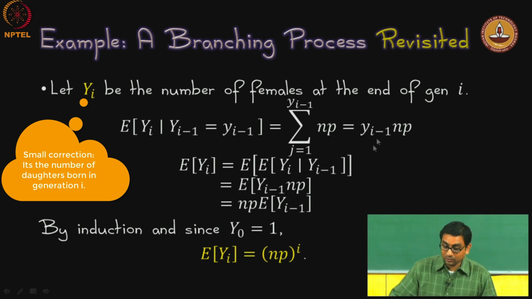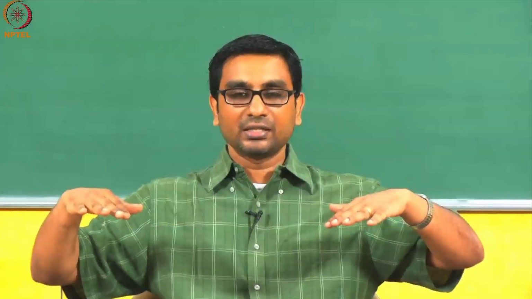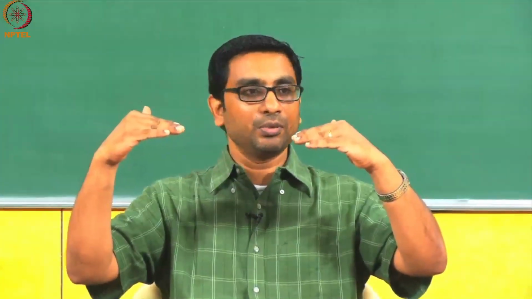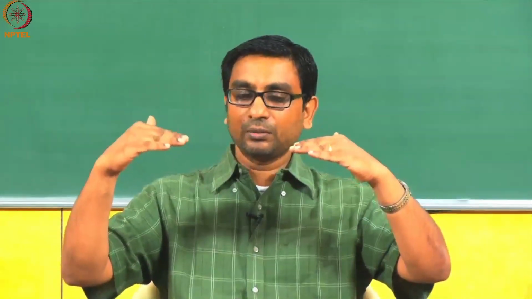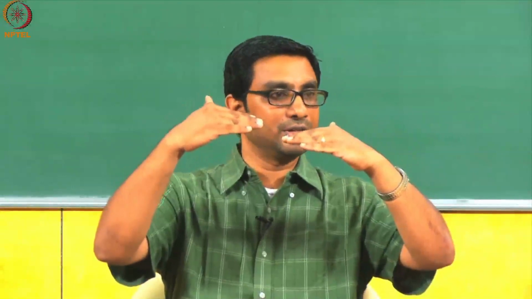Now, what does this mean? We could do this only because we took the time to understand the second notion of conditional expectation, and we claimed that it has this left hand side idea. So, the expected number of females in the ith generation is np times the expected number of females in the previous generation. Then it will be np, the whole squared, times the number of females in the grandmother generation, and so on.